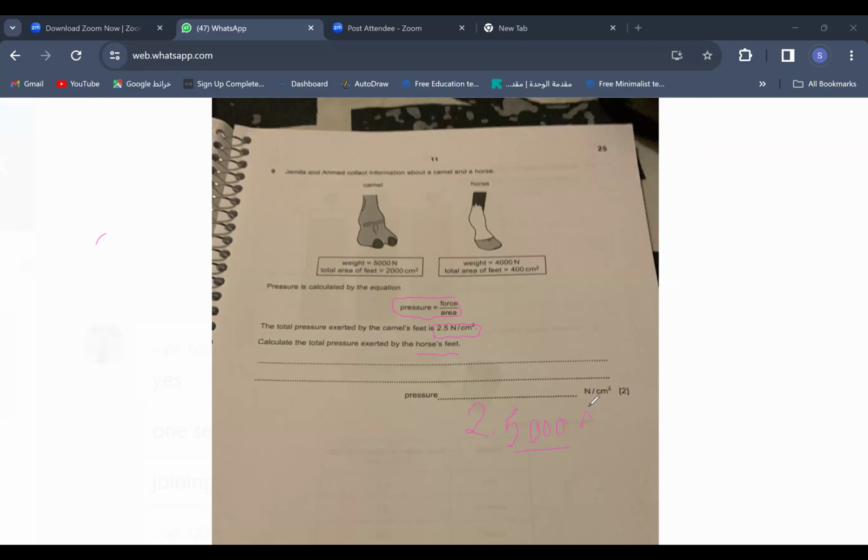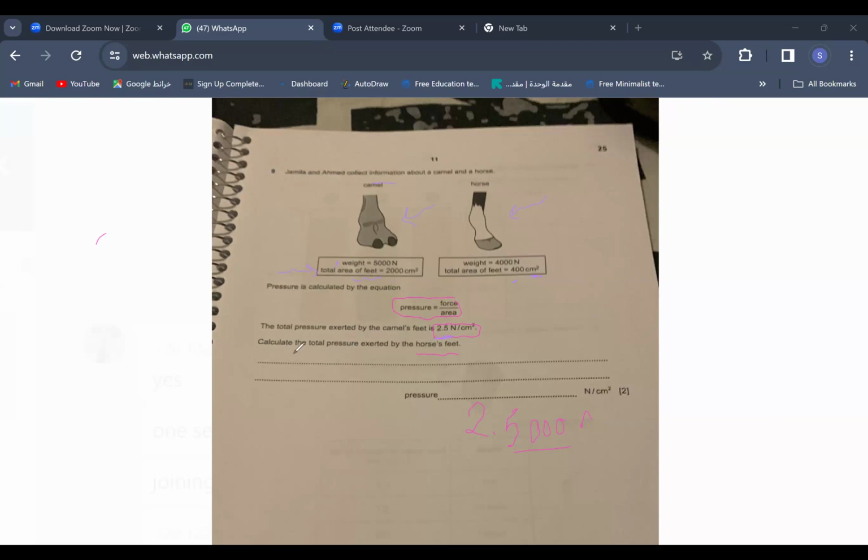Okay, now listen to me. We have to modify what you said a little bit. Let's start from this question. We have a camel and a horse, and we have an indication for the values of their weight and the total area. The weight here is 5 kN. While here for the horse's weight is 4 kN, the area 400 centimeters square. Here the pressure of the camel's feet is already calculated for you.